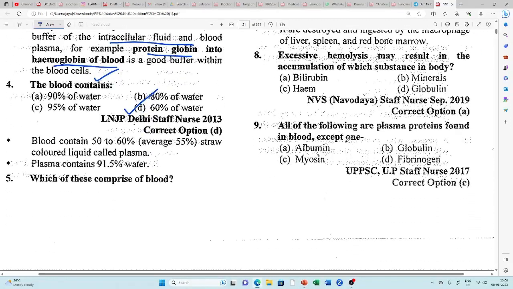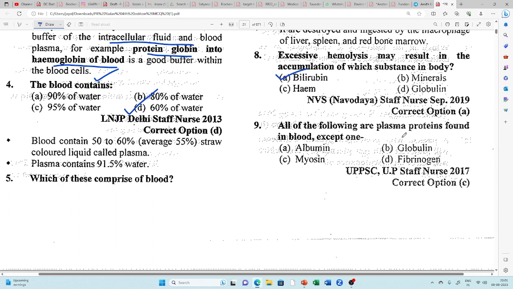Okay, next question. Excessive hemolysis may result in the accumulation of which substance in the body? Excessive hemolysis will cause accumulation of which substance? Because of the excessive hemolysis, there will be destruction of RBC. More RBC will be destroyed. Because of that, what will form? Bilirubin will form. Excess bilirubin will form.